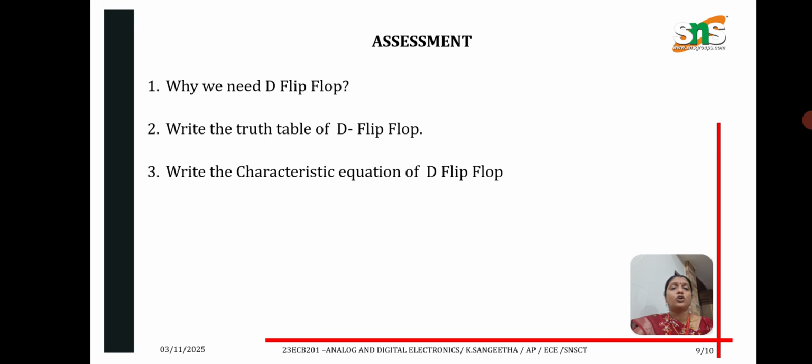And the answers are: the D flip-flop is needed to eliminate the race around condition or invalid state in the SR flip-flop. The truth table of the D flip-flop is: when D is equal to 0, the Qn plus 1, that is the next state, is equal to 0, and when D is equal to 1, the next state will also be 1. The characteristic equation of the D flip-flop is Qn plus 1 is equal to D of n.